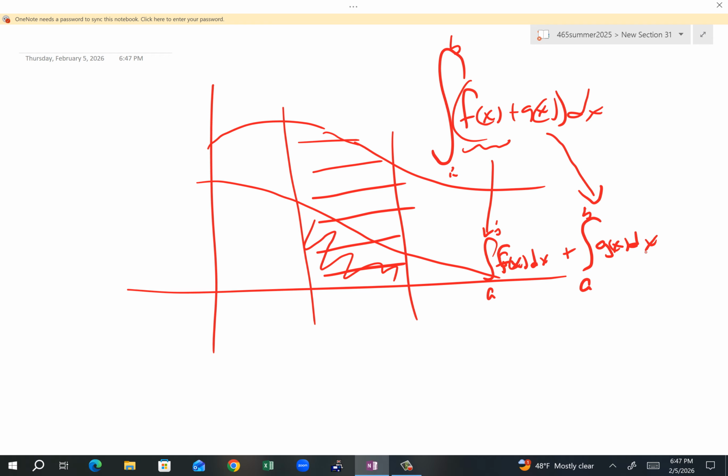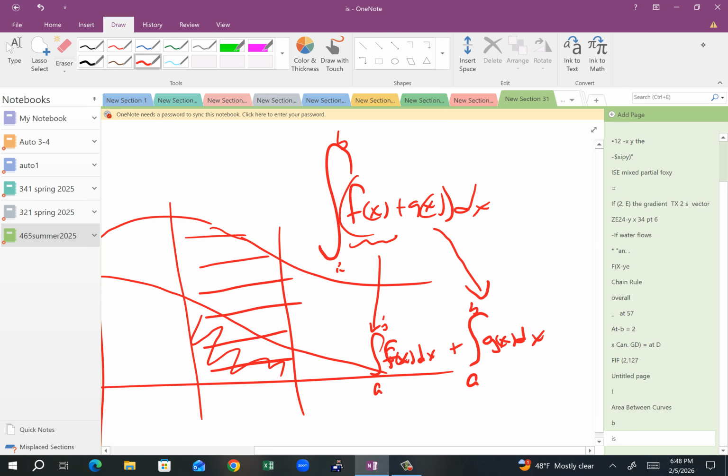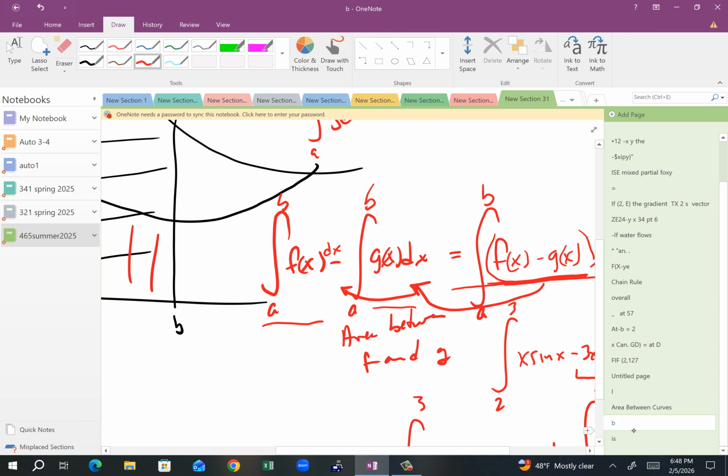You with me, Joe? Okay, we're going to be finding areas between curves a ton. Although we will do it, we're not going to do it a ton. Again, area between curves is always a minus scenario. So that's number one.